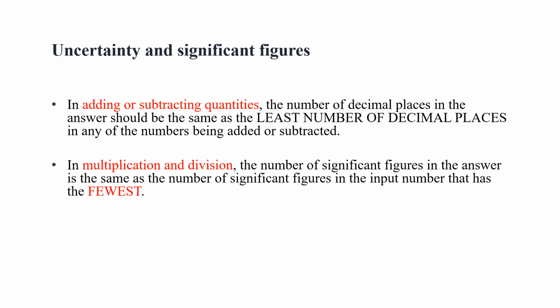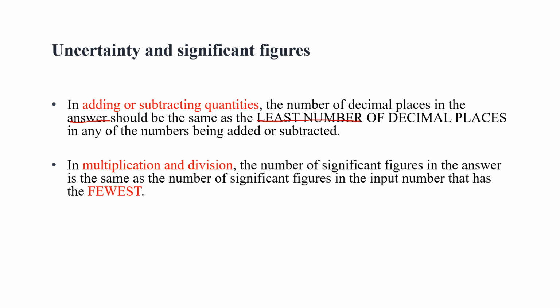In adding or subtracting quantities, this goes out to your addition and subtraction, the number of decimal places in the answer should be the same as the least number of decimal places in any of the numbers being added or subtracted. Again, the number of decimal places in the answer should be the same as the least number of decimal places in any of the numbers being added or subtracted.